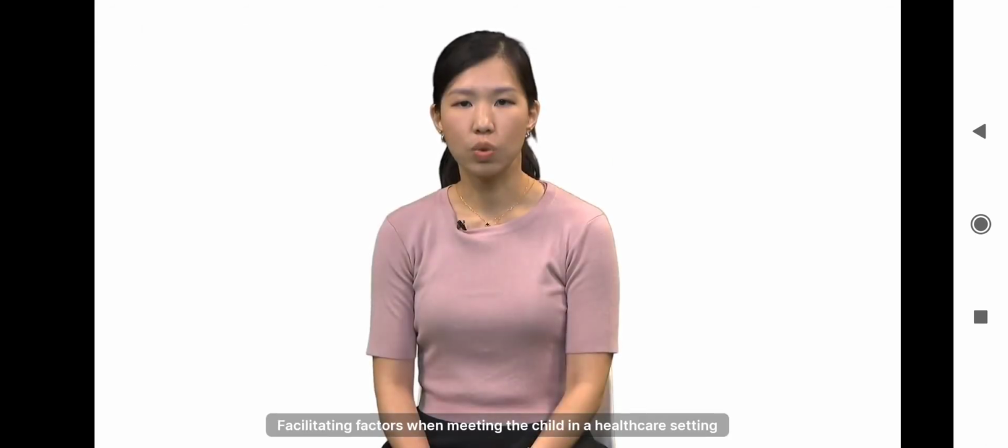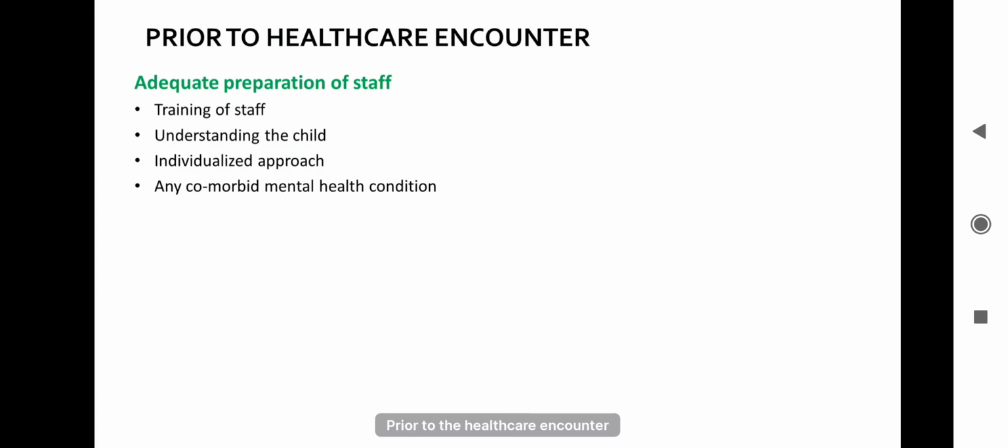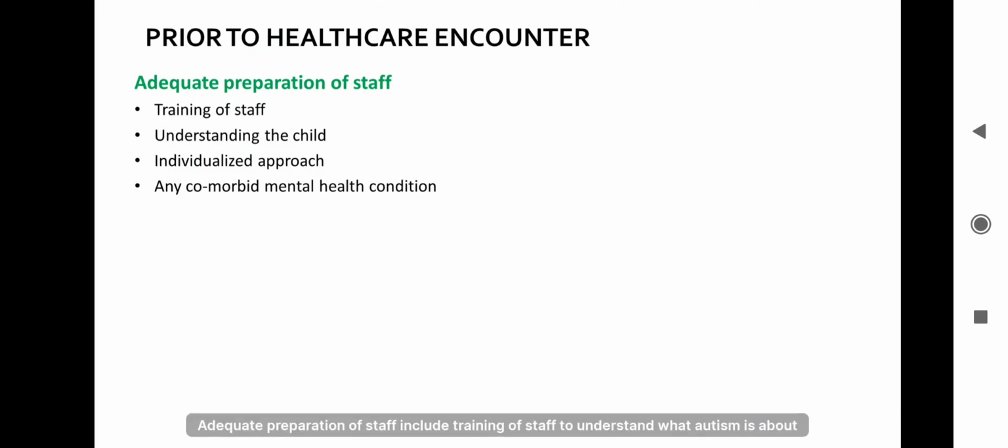Facilitating factors when meeting the child in a healthcare setting can be divided into pre and during the healthcare encounter. Prior to the healthcare encounter, adequate preparation of staff includes training of staff to understand what autism is about and teaching staff to be flexible in individualizing the encounter for the child.